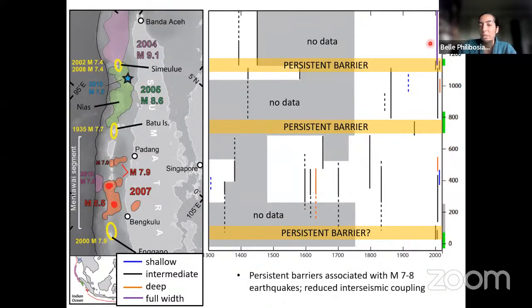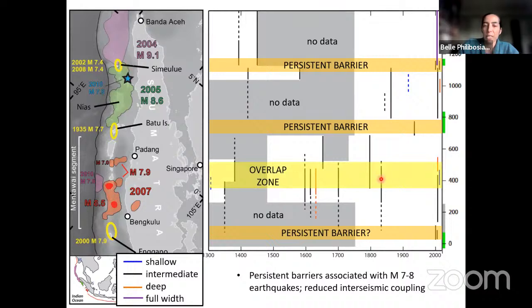We also note that these barriers are associated with smaller earthquakes, these magnitude 7.5-ish earthquakes, and with reduced interseismic coupling, which is indicated by the green bars along the edge here. So that is suggesting that the geology there is somehow inhibiting earthquakes from proceeding through, although some smaller earthquakes can still happen there.